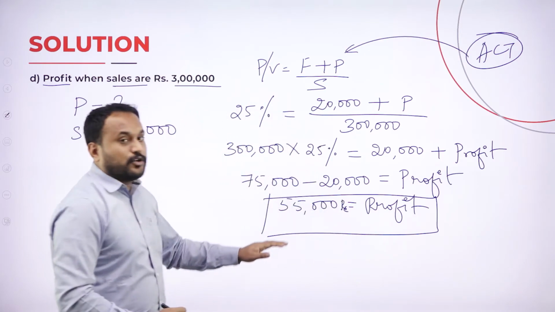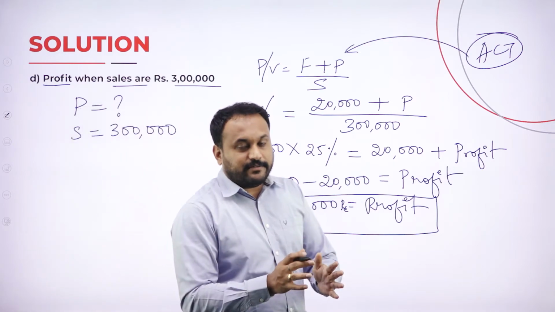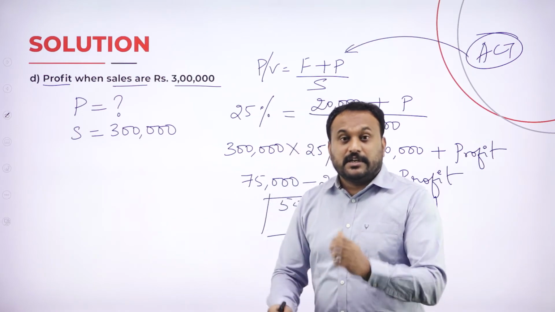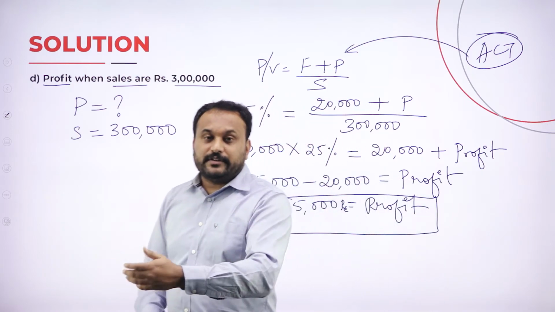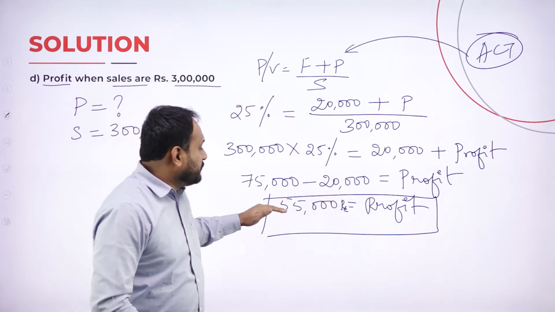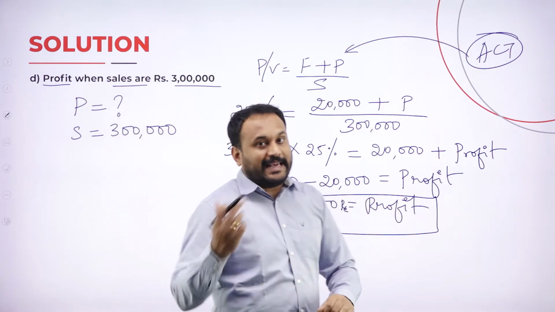You should always go with the value. Give the value. The reason here is, see, 55 is a number. 55 units, there is a lot of difference. 55 rupees, there is a lot of difference. 55%, lot of difference. So you should give values to it. So 55,000 rupees is our profit. So let's go with the next one here.